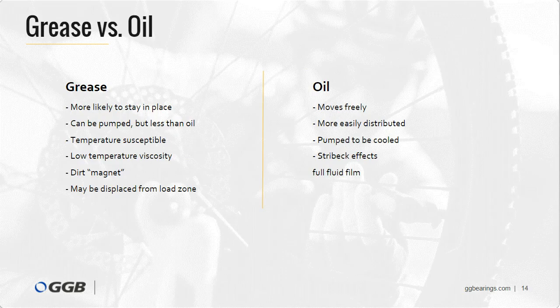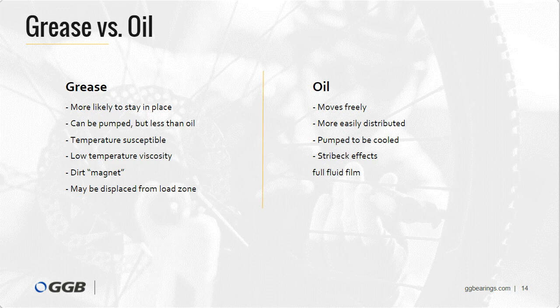Let's talk about grease versus oil. Well, compared to oil, grease is more likely to stay in place. You can pump it, but you can't pump it like you can pump oil. We have customers that use automatic greasing systems all the time for some of our bearings. It's more temperature susceptible, and there's a reason for that. It's not that the base lubricant is more temperature susceptible, but because it can't move as freely as oil, it will be susceptible to the temperature in place. Well, low temperature viscosity is a real serious issue.